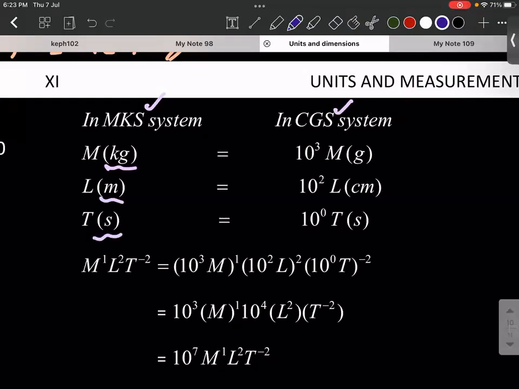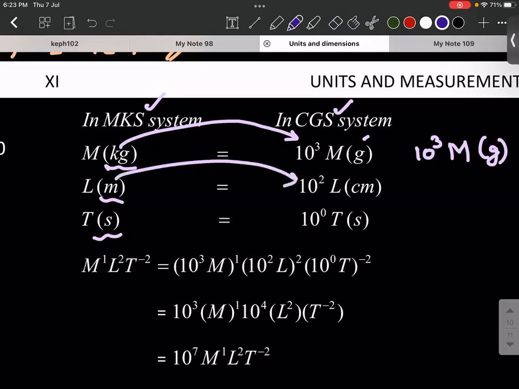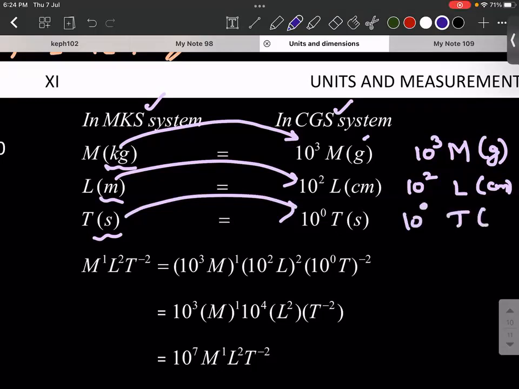On the counterpart in the CGS system, you have the same mass, capital M, but mass is measured in terms of gram. But tell me, 1 kilogram is how many grams? That is 10 power 3. So 10 power 3 M, in the bracket you write gram. Similarly, 1 meter is how many centimeters? 10 power 2 into L, which is measured in centimeter. Second is second only, so 10 power 0 T, in the bracket we write second. Am I clear till this point?